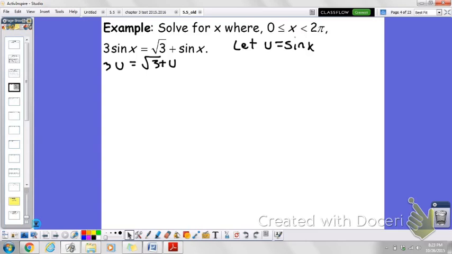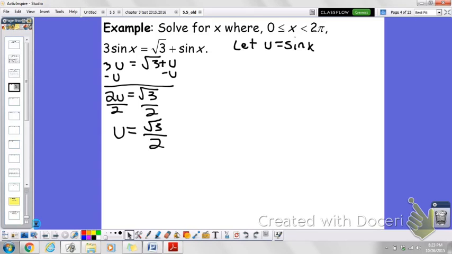I have to get all my u's on one side, so I will subtract u from both sides, and I will get 2u equal to √3. Now just divide by 2 on both sides, and I will get u is equal to √3 over 2. Now remember, u was sine of x, so we have the sine of x being equal to the square root of 3 over 2. What this is asking is what angles produce √3 over 2.